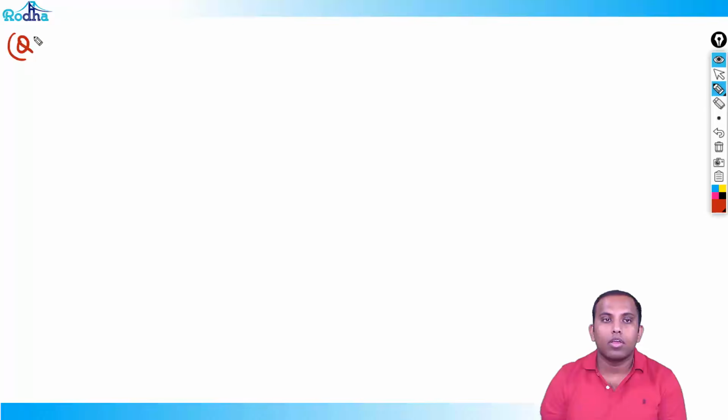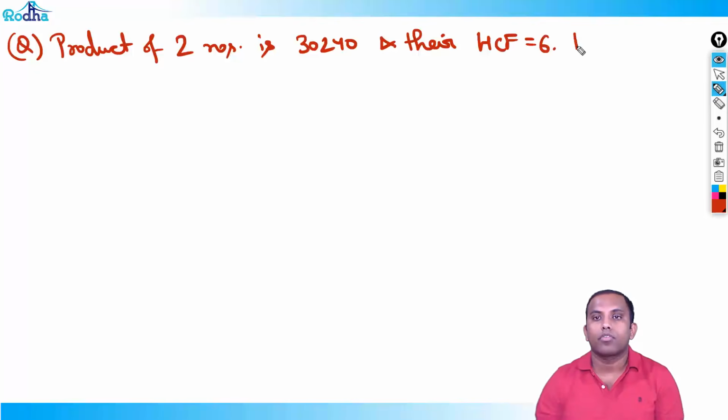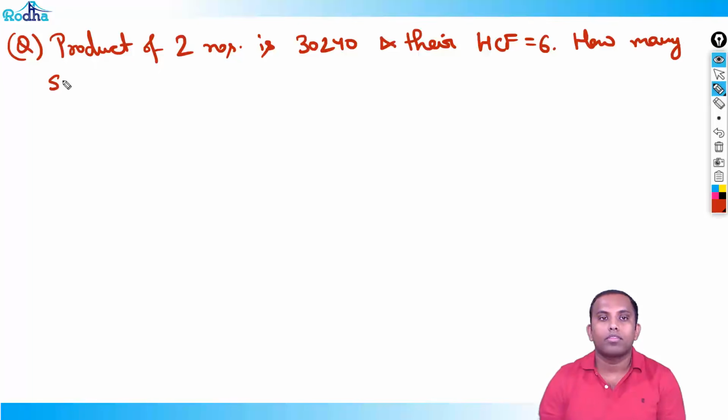The question is: the product of two numbers is 30240 and their HCF is 6. So how many such pairs of numbers are possible?